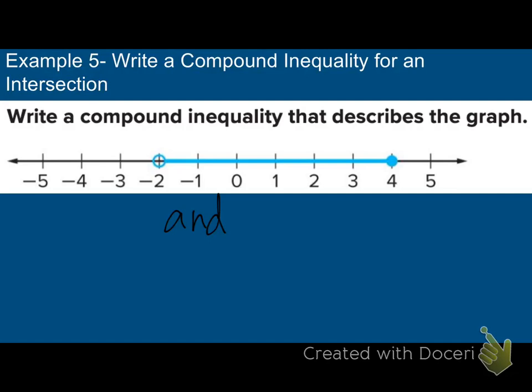Now let's talk about this -2 here. We said W. The circle is on -2, so I know that's going to be part of my inequality. Is the shaded region to the left or right of -2? To the right. So would that be numbers that are less than or greater than -2? Greater than. Open or closed circle? Open. So line or no line? No line.